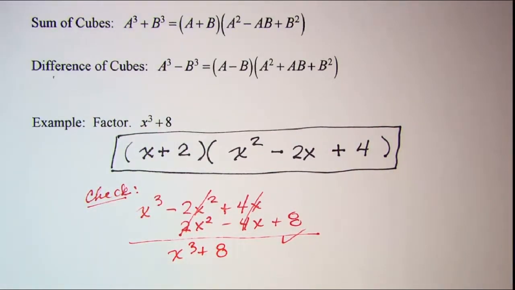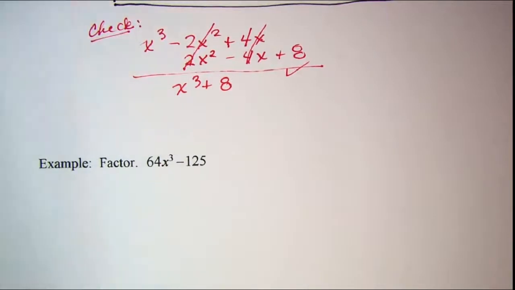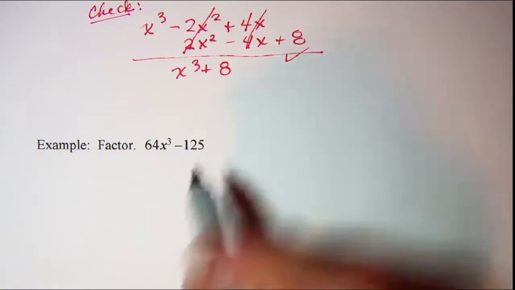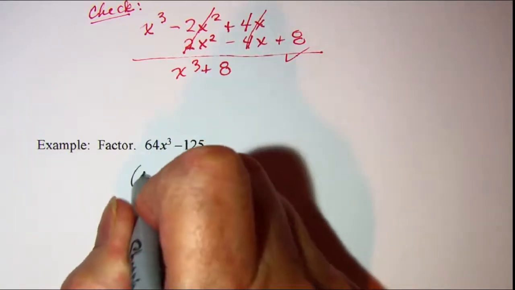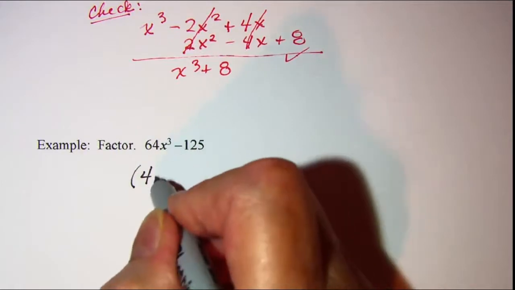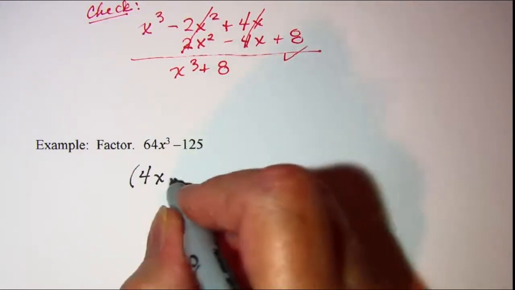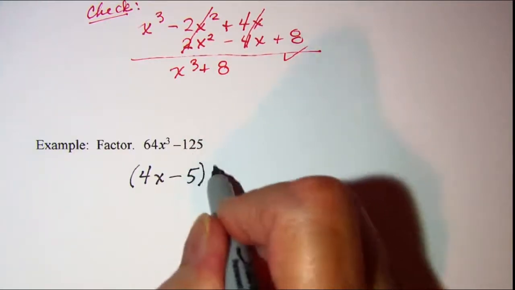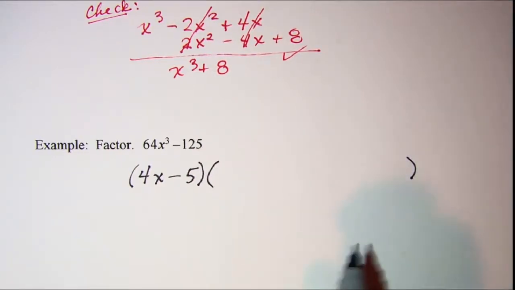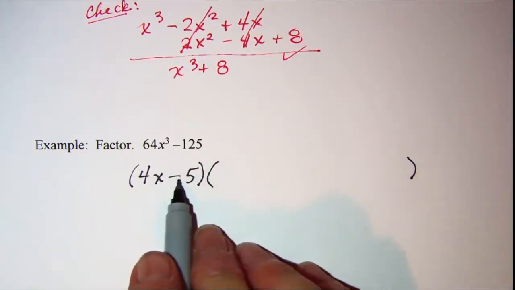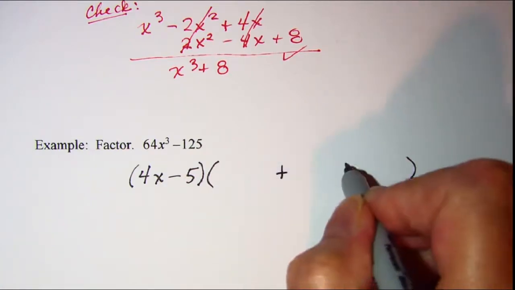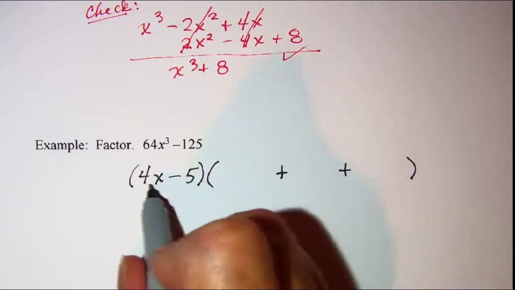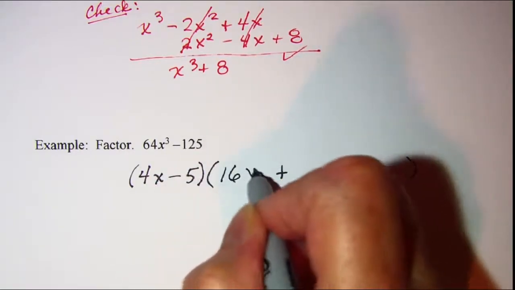Alright, let's do another example. I'm asked to factor 64x cubed minus 125. The cube root of 64 is 4. The cube root of x cubed is x. And then I have a minus here, so minus, and the cube root of 125 is 5. Now that I have my binomial established, I know that I'm only allowed one minus, so these will both be pluses back here. Then 4x squared, I have to square both factors, so I have 16x squared.